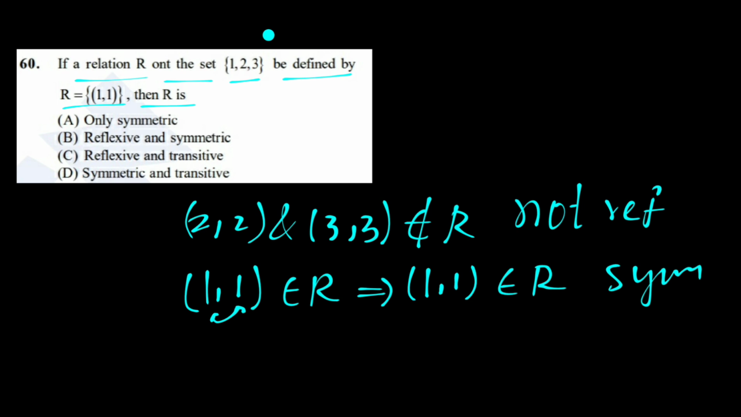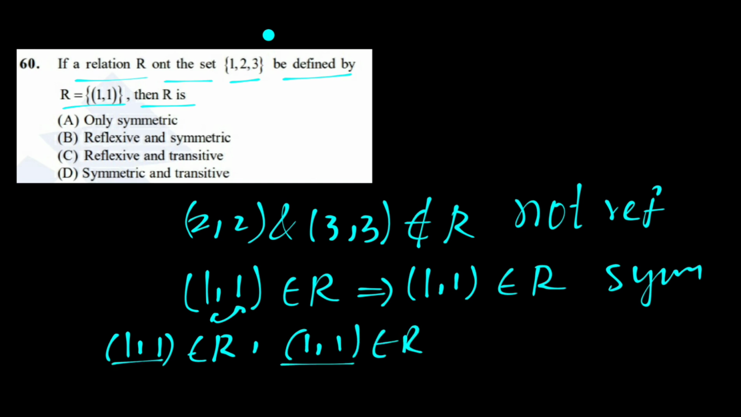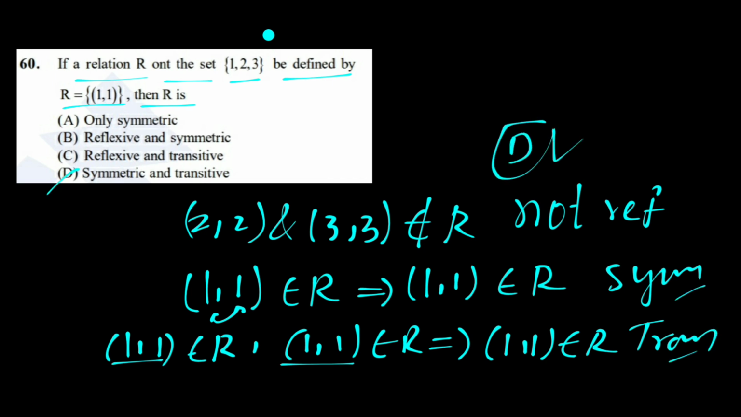Next, it is transitive also. Why? Because (1, 1) belongs to R and (1, 1) belongs to R. (A, B) belongs to R, (B, C) belongs to R. Result again also (1, 1), that belongs to R. So it is transitive. It is symmetric and transitive. Option D is the correct answer.